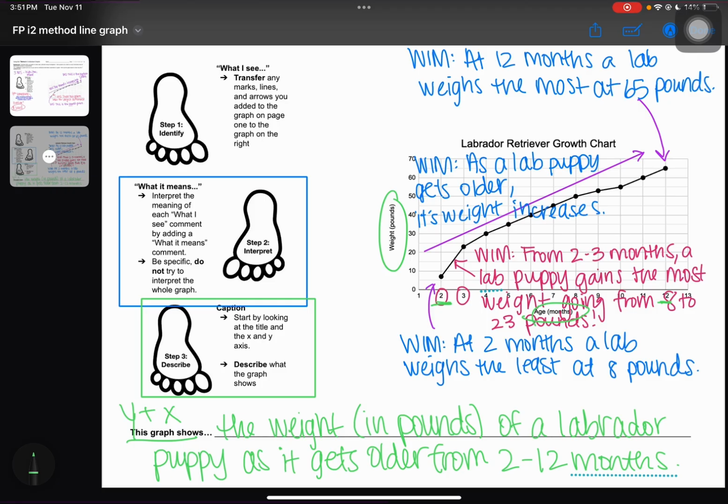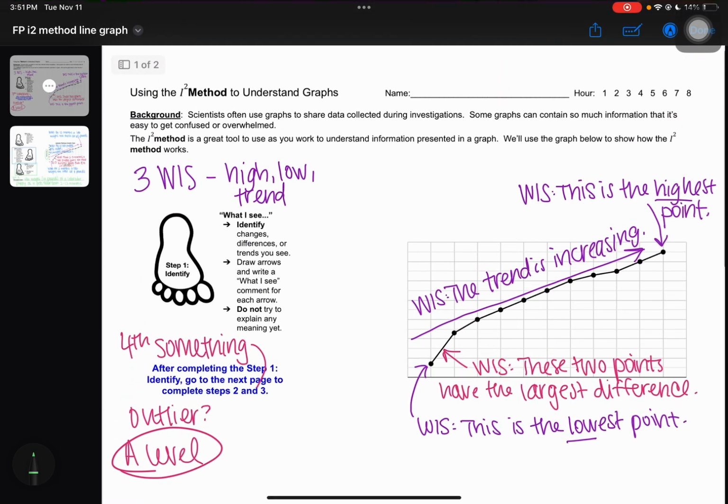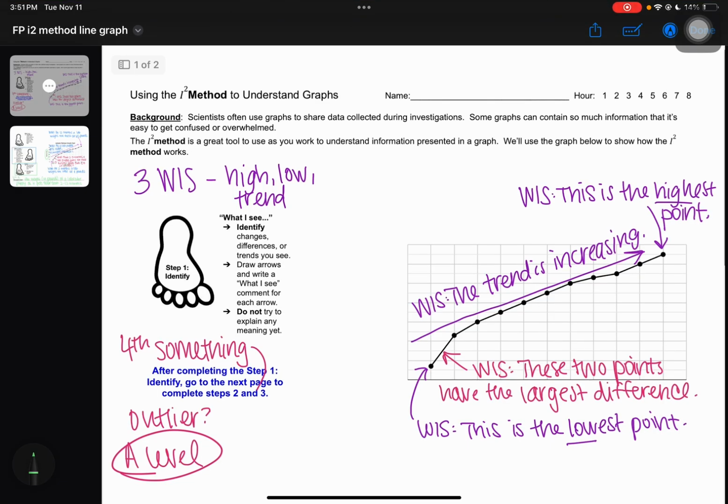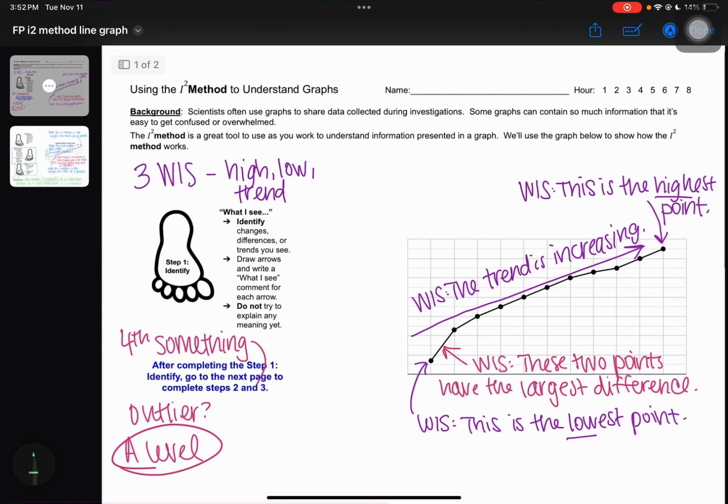And that, my friends, is a refresher on how to do the I2 method, specifically how to do the I2 method with a line graph, because this is the first time that we're really looking specifically at a line graph. So I'm going to slide back up. On the front side, I have my WISs, my high, my low, and my trend. WIS, this is the highest point. WIS, this is the lowest point. And WIS, the trend is increasing.